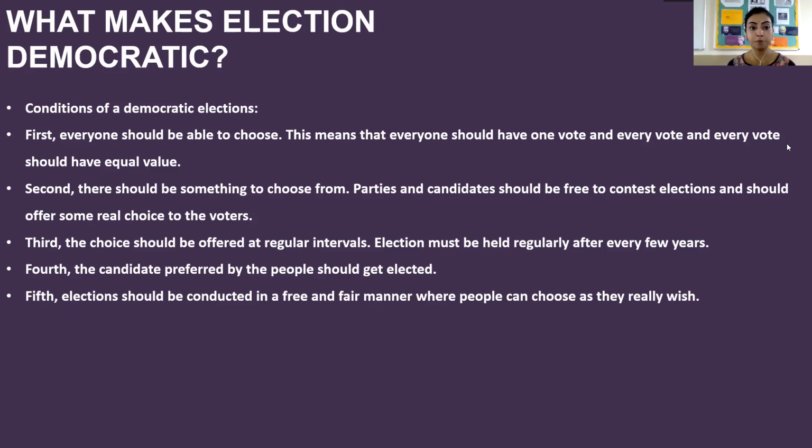Fourthly, the candidates preferred by the people should be elected. So in India, when somebody is nominated, that means it is the people's choice. It is the people who have nominated that person or not.